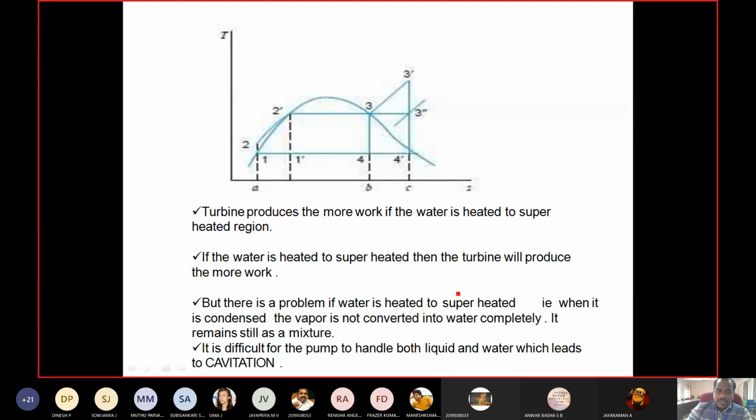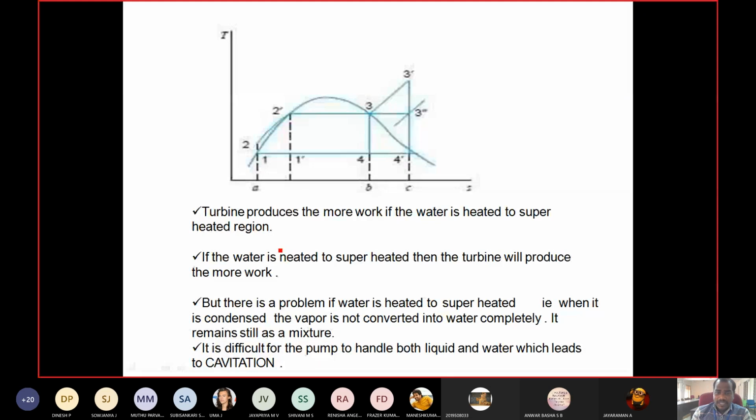Then this is an actual Rankine cycle. The turbine produces more work if the water is heated to the superheated region. The inlet of the turbine is heated vapor, but if that is a superheated vapor, we can get more work. So if the water is heated to superheated, the turbine will produce more work, and vice versa. But there is a problem. If water is heated to superheated, what will happen? Can you imagine?